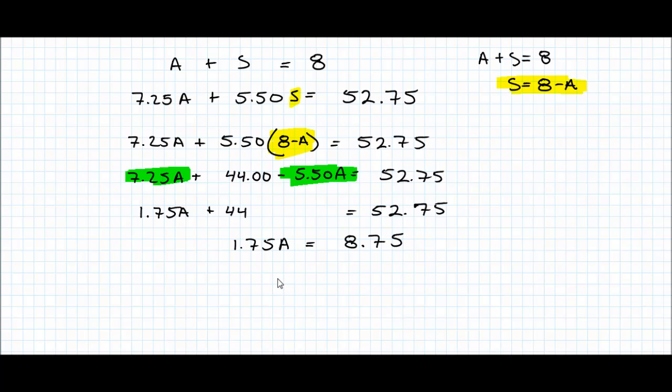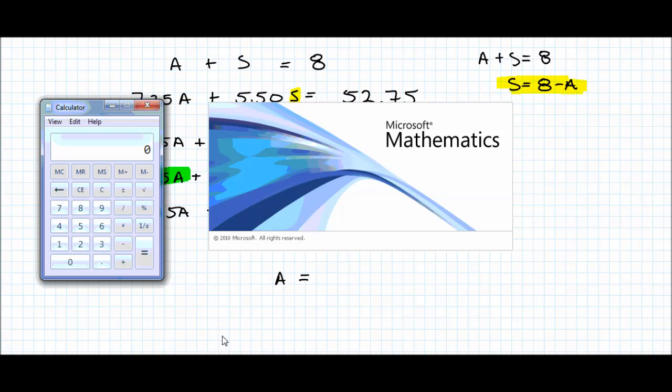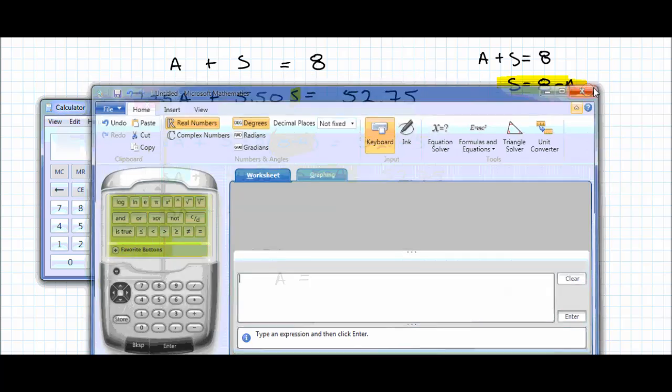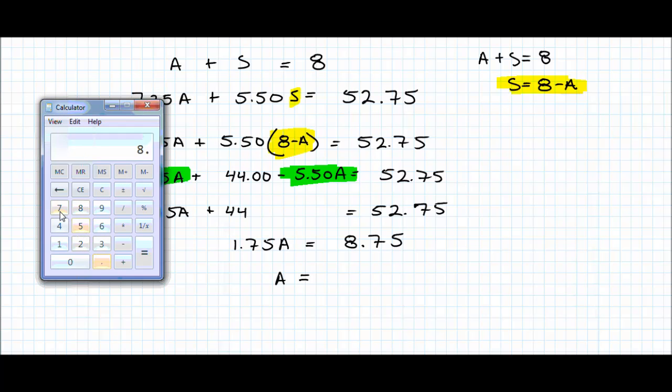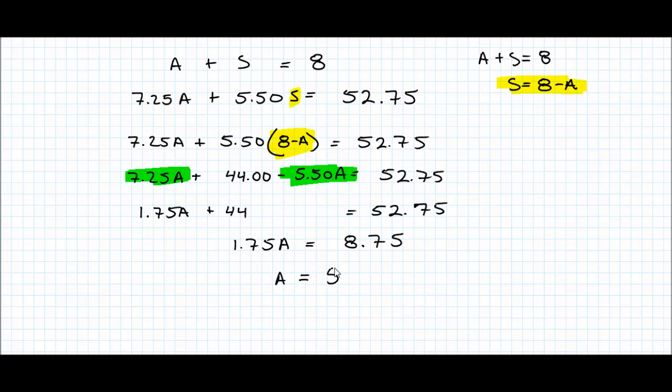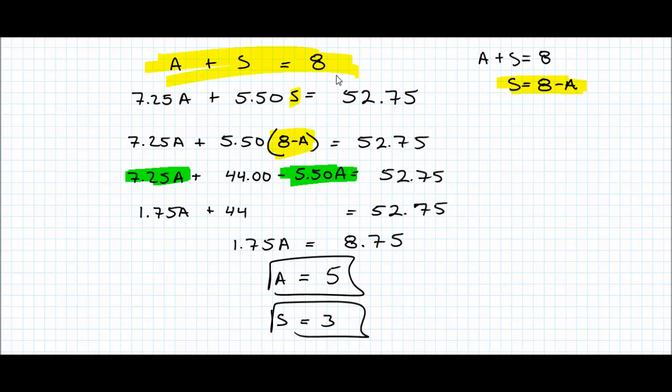Divide each side by 1.75, and you're going to get a is equal to, and we'll just get our handy dandy calculator out there if you want, and put 8.75 divided by 1.75 equals 5. So a, just to double check our math, equals 5. So if I have 5 adults, I must have 3 students to solve the top equation right here. Okay, moving on.